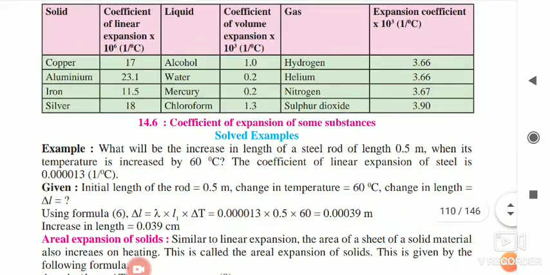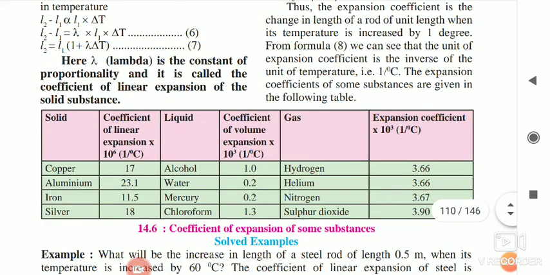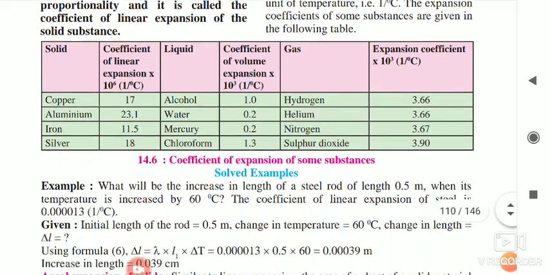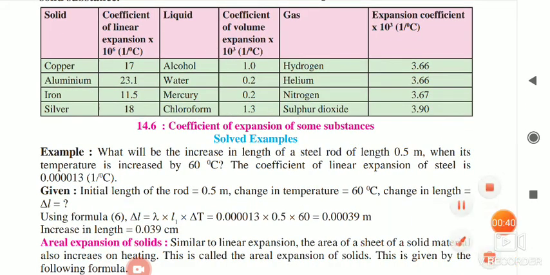And the coefficient of linear expansion. I told you that for some substances the coefficient of expansion is given here, and I told you before how that coefficient works, and how linear expansion takes place. So today we will see the solid example.